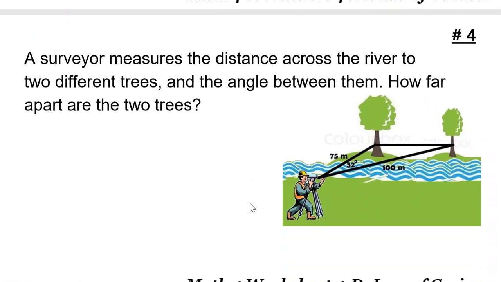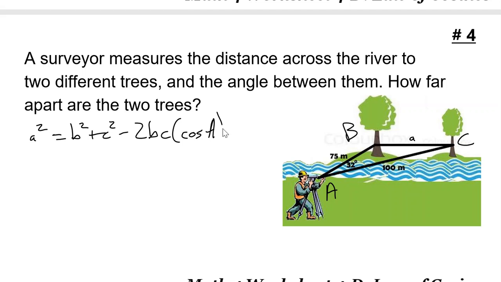All right, a surveyor measures the distance across the river to 2 different trees. Now, this is your classic side angle side kind of setup for this. If I'm going to label this for convenience sake, then I am looking for little a. So I'm going to say a squared equals b squared plus c squared minus 2bc times cosine of big A.